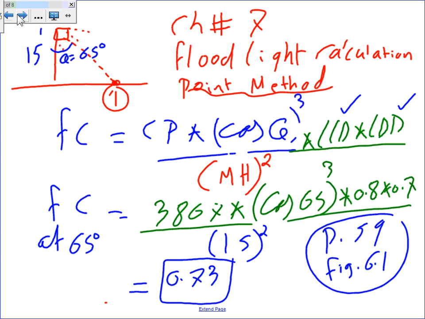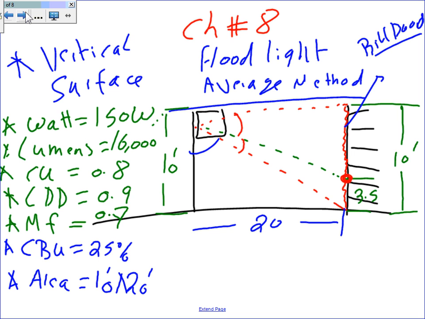Okay, let me go to what's in chapter 8, guys. If you go to chapter 8, please. It talks about vertical surface. You guys have done vertical surface for me. You put the picture here, calculations on the wall, and it calculates foot candle at every point, 2 feet by 2 feet on your wall. How do you do that one?